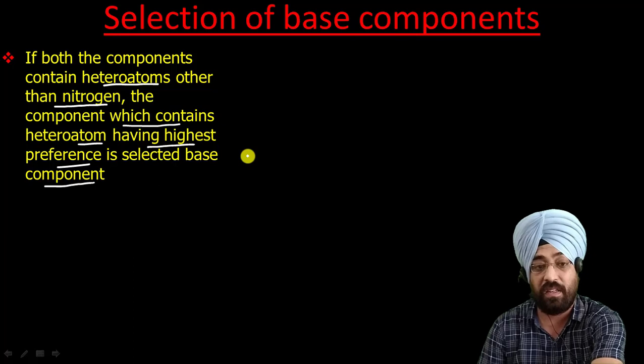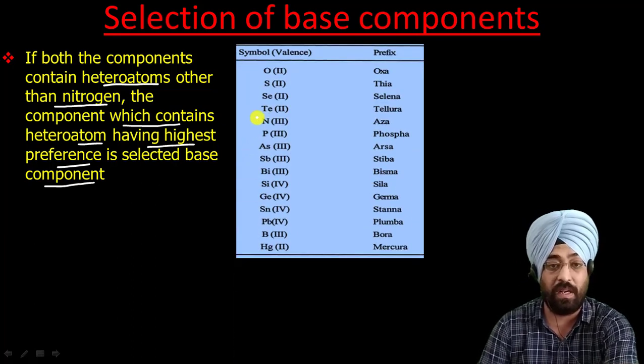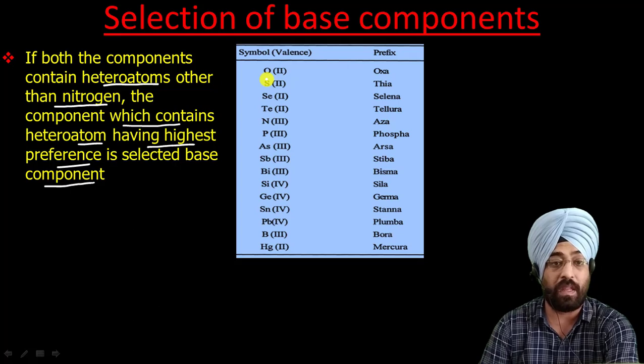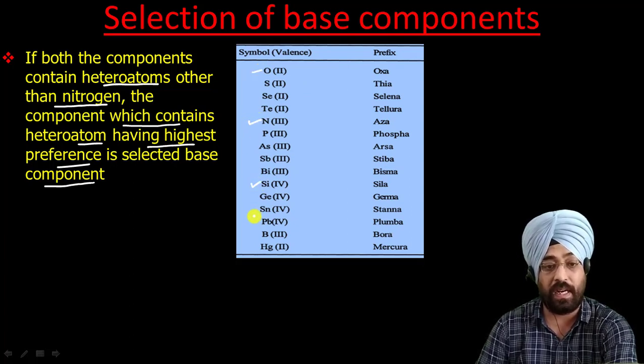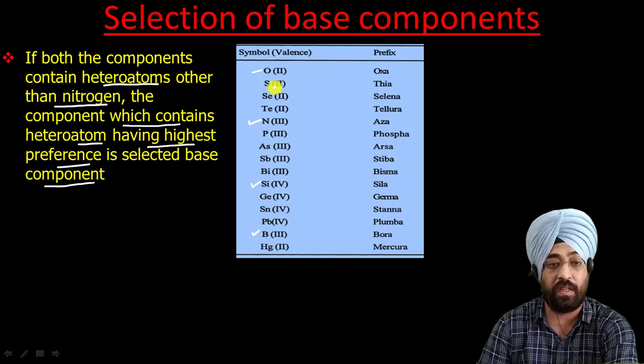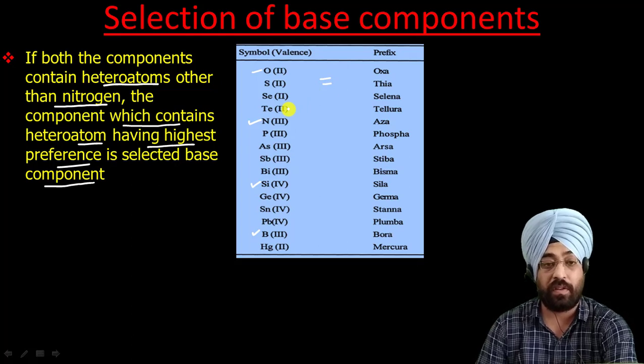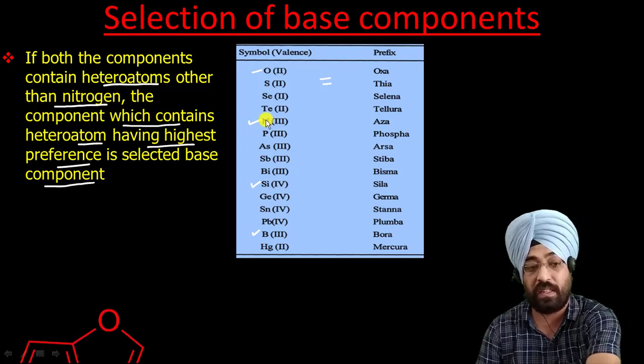This we have already done in our Hantzsch-Widman system. This was the table by which we chose the heteroatom with higher preference. Generally, the higher periodic table, higher group in the periodic table is given preference. First the oxygen family, then the nitrogen family, then the carbon family, and then the boron family. Oxygen, sulfur, selenium, tellurium, their prefixes are oxa, thia. So according to this table we have to choose the base component with this preference. Let us understand by this example.